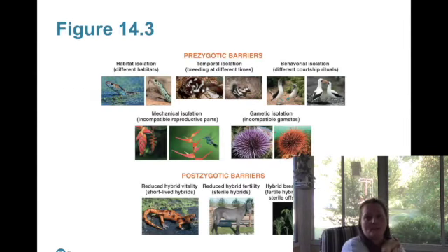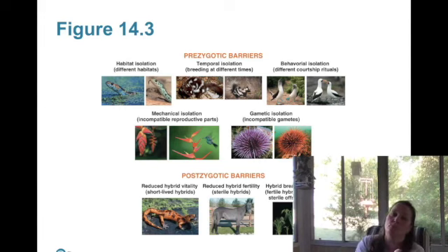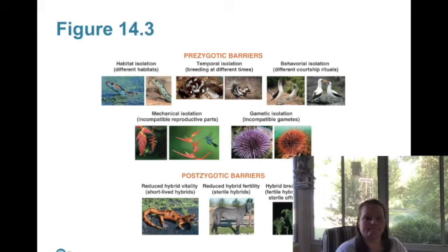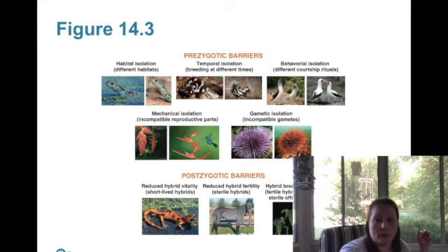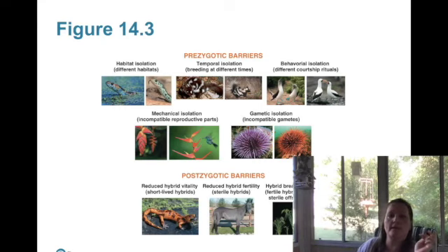And here's just some examples of some pre and post-zygotic barriers. Feel free to take a good look. That's all I'm going to really worry about. And there's that mule I was talking about with the sterile hybrids.